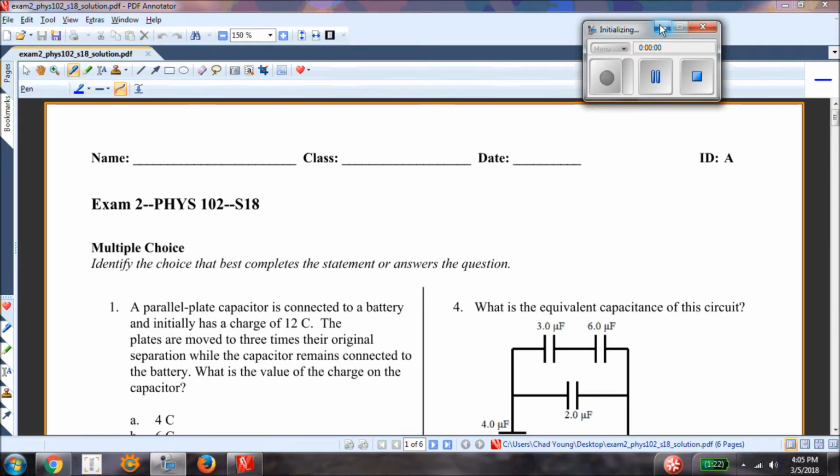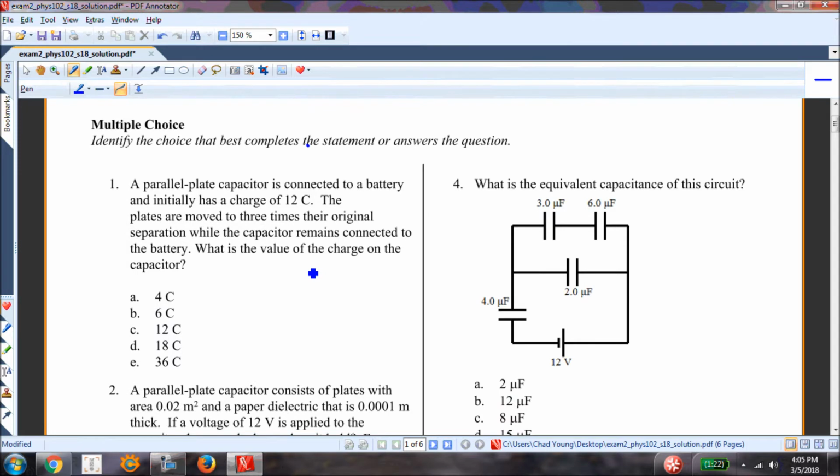Alright, this is exam 2, physics 102, spring 18. A parallel plate capacitor is connected to a battery. Initially it has a charge of 12 coulombs. You move the plates to 3 times their original separation, that's the value for D, while the capacitor remains connected to the battery. Since it remains connected to the battery, that means that V is staying constant. What is the value of the charge on the capacitor?